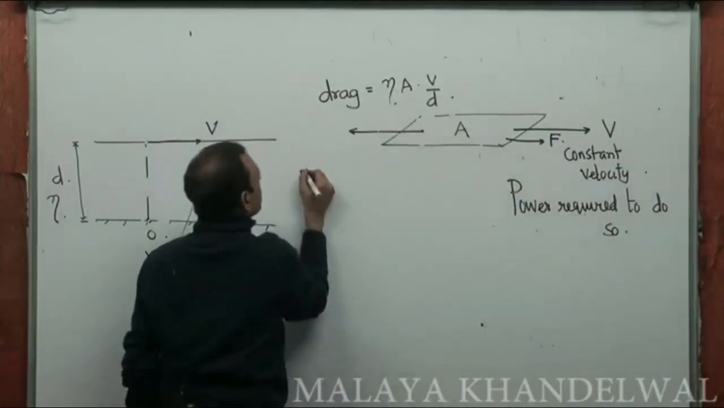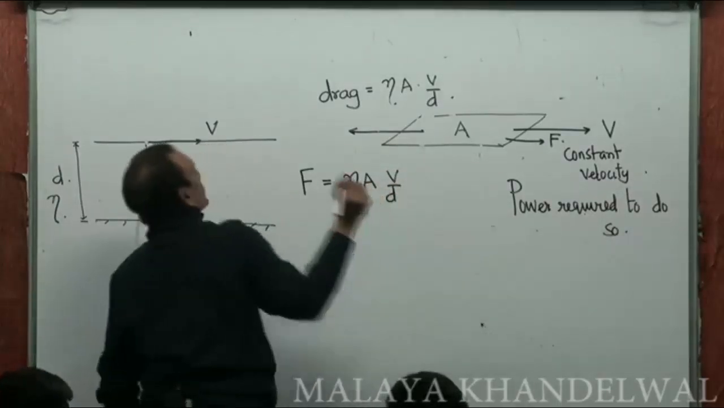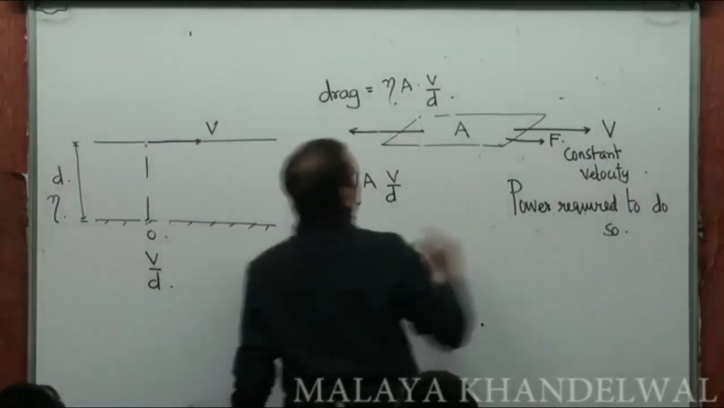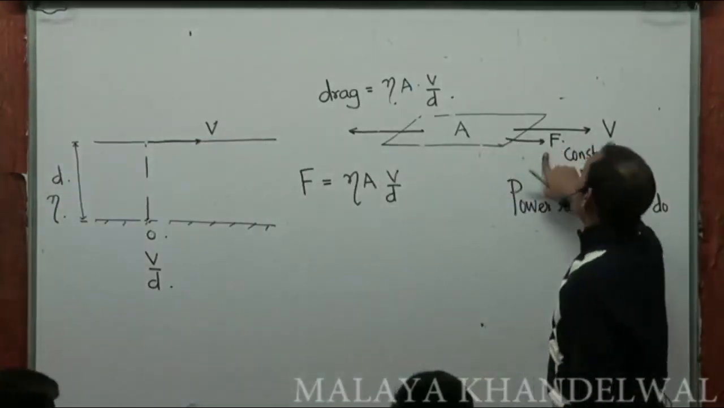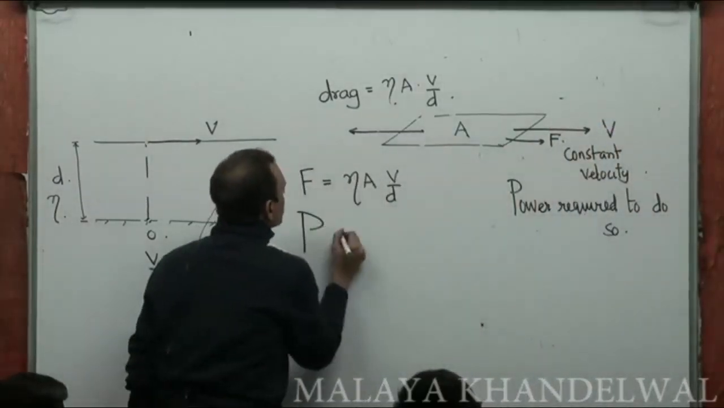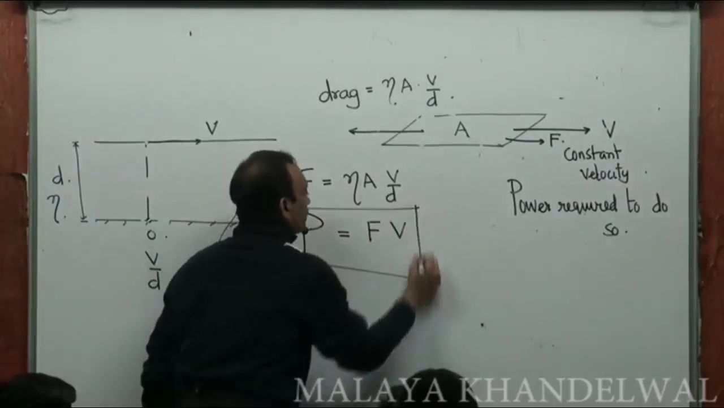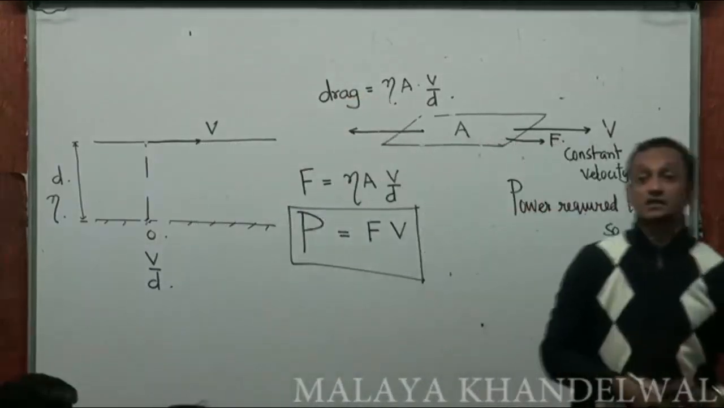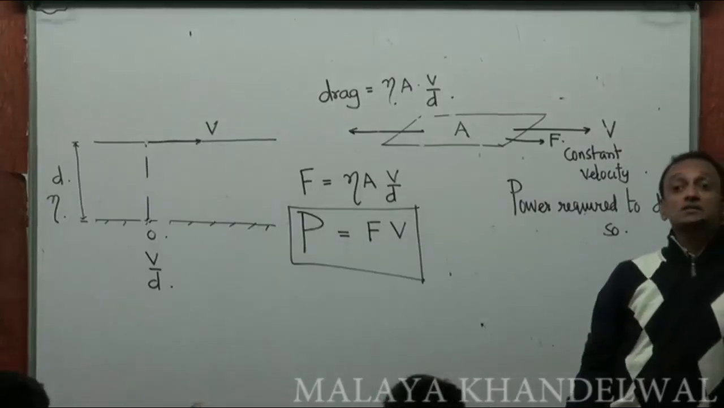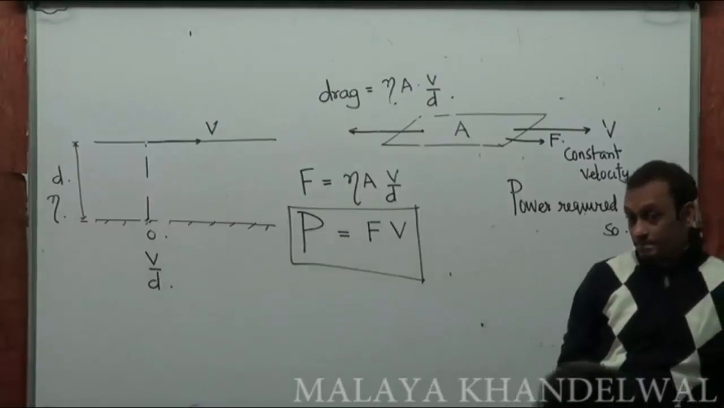So F then is eta A into the velocity gradient. Now, if this is a constant force, then the power associated with this force is going to be F into v. So these many watts is what I would have to deploy on the upper plate so that it moves with a constant velocity. This is the external power required to overcome the viscous drag.